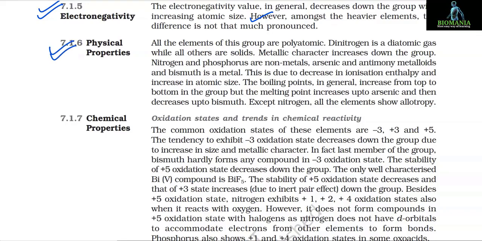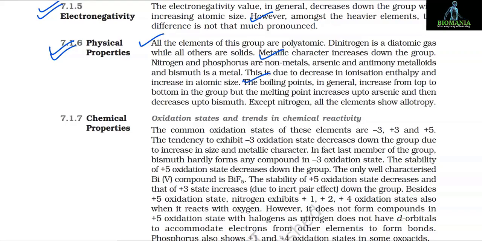7.1.6 Physical Properties. All the elements of this group are polyatomic. Dinitrogen is a diatomic gas while all others are solids. Metallic character increases down the group. Nitrogen and phosphorus are non-metals, arsenic and antimony metalloids, and bismuth is a metal. This is due to decrease in ionization enthalpy and increase in atomic size.